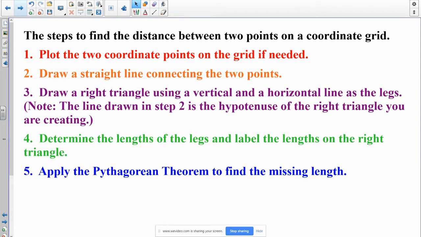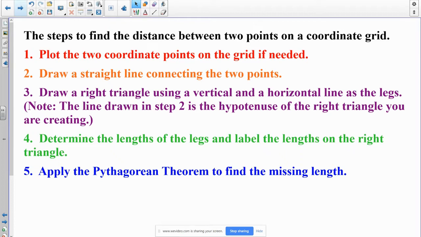So I wrote down 5 steps for you. As you write this down, pause after each one and think about it. Our first step is to plot the 2 coordinate points on the grid if needed. So if I tell you to plot points (7, 3) and (2, -5), you're going to plot those 2 points first. And then your next step is you're going to draw a straight line connecting those 2 points.